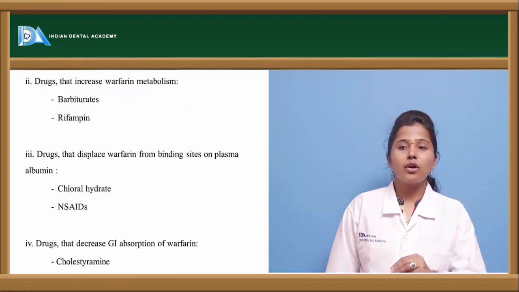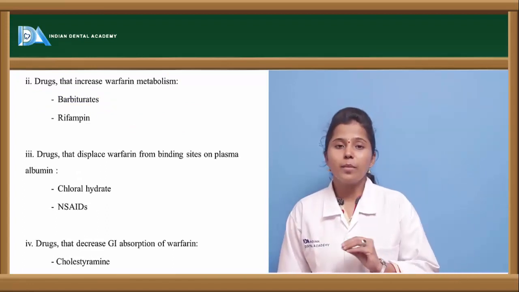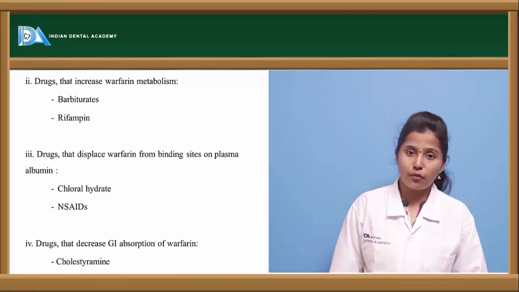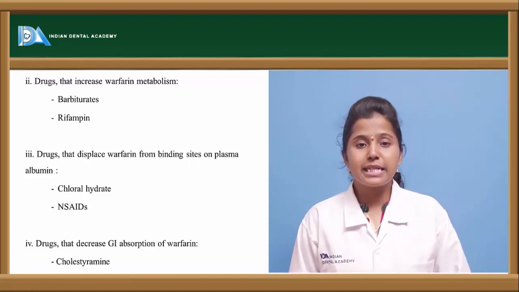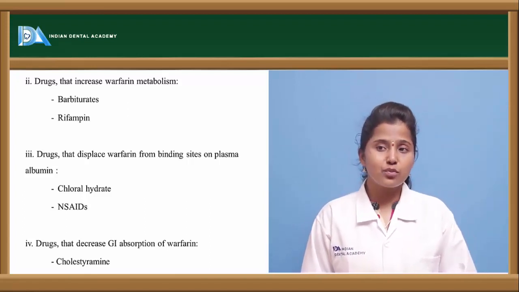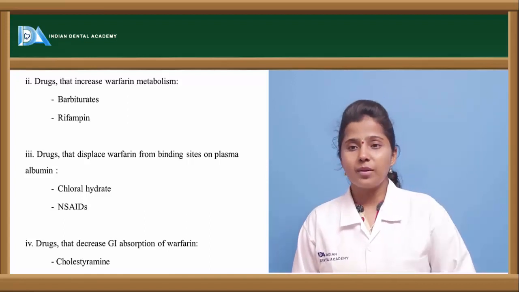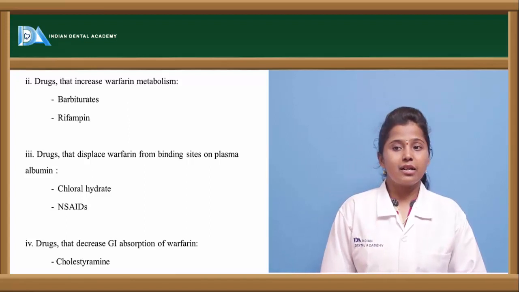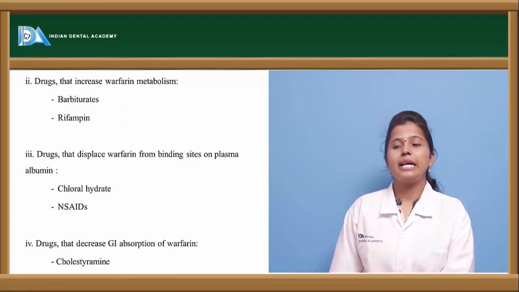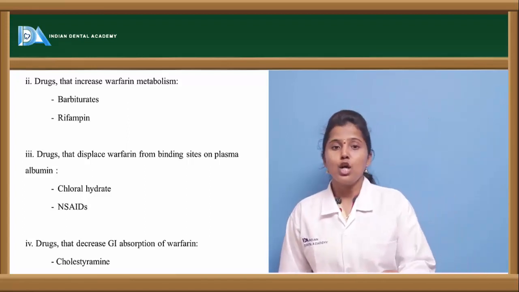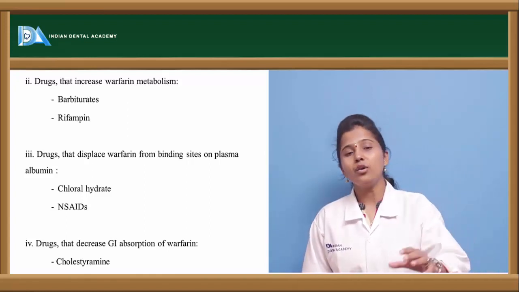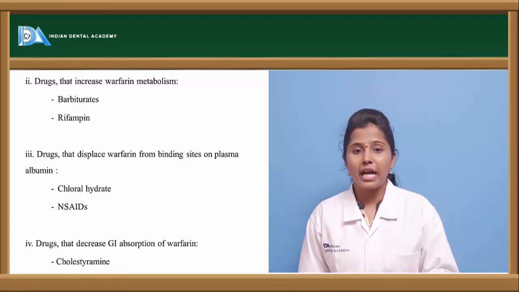Drugs that increase warfarin metabolism. Over-metabolism of warfarin also leads to inactivation of warfarin. So barbiturates and rifampin are the drugs which cause increased warfarin metabolism. So warfarin should be strictly contraindicated with these drugs. And drugs that displace warfarin from binding sites on the plasma albumin. So they displace it, or they bind to the site at which warfarin has to bind.